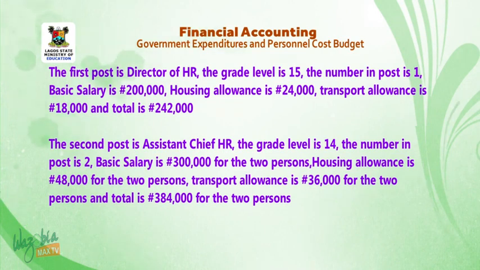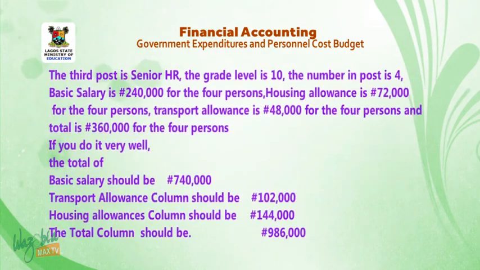The second post is Assistant Chief HR. The grade level is 14. The number in post is 2. Basic salary is 300,000 naira for the 2 persons. Housing allowance is 48,000 naira for the 2 persons. Transport allowance is 36,000 naira for the 2 persons. And total is 384,000 naira for the 2 persons.